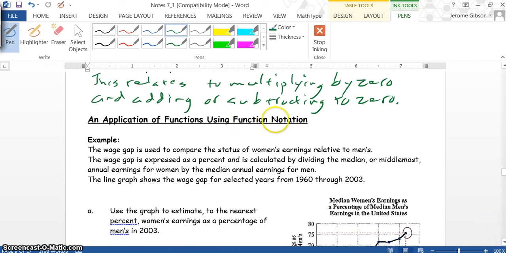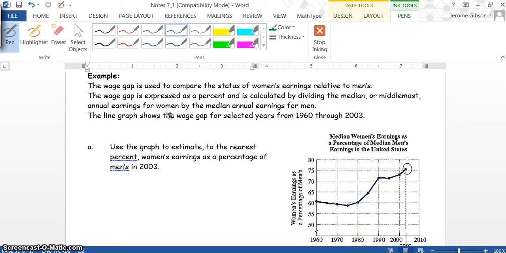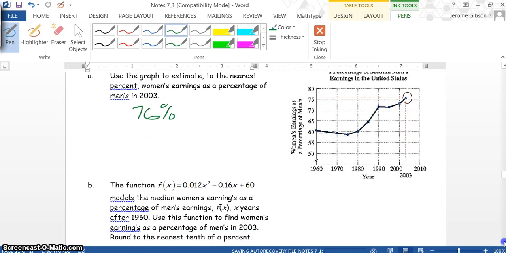An application of functions using function notation. The wage gap is used to compare the status of women's earnings relative to men's. The wage gap is expressed as a percent and is calculated by dividing the median, or middlemost, annual earnings for women by the median annual earnings for men. The line graph shows the wage gap for selected years from 1960 through 2003. A. Use the graph to estimate to the nearest percent women's earnings as a percentage of men's in 2003. You look here at 2003, it's approximately 76%. You could write 75 or 76%.